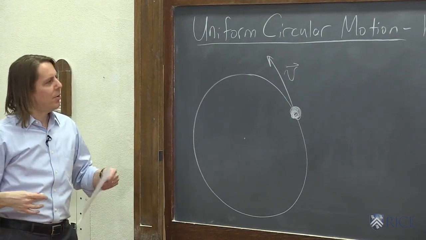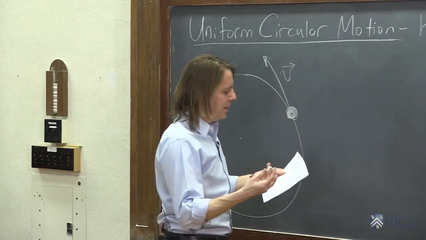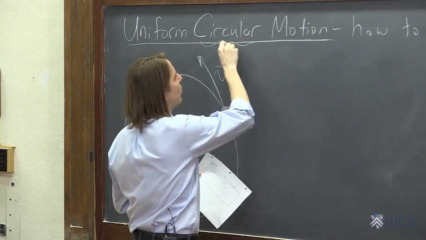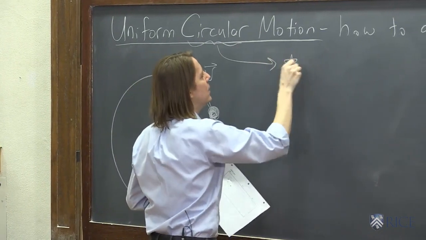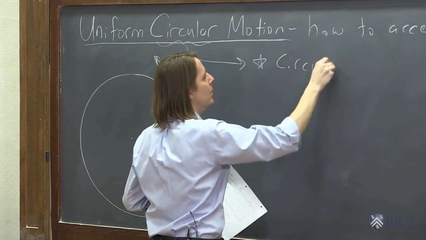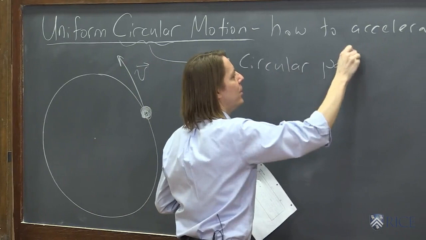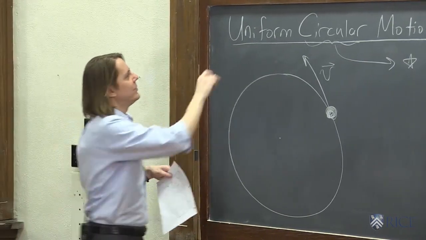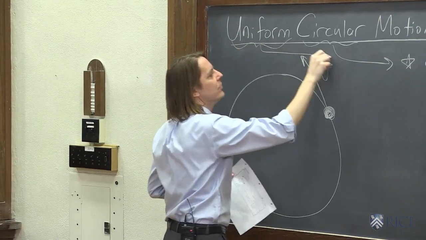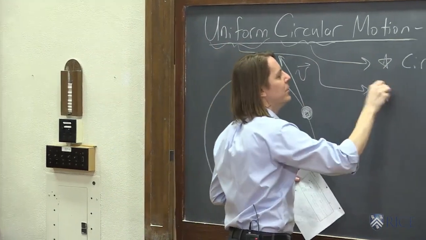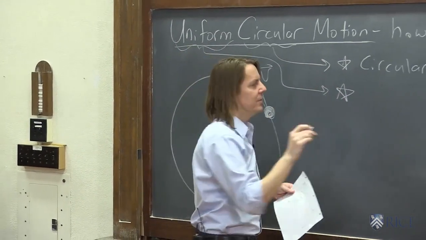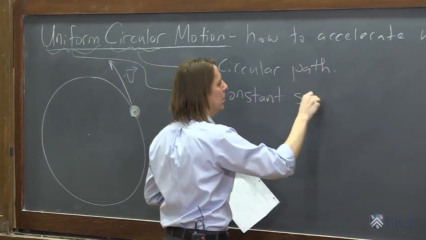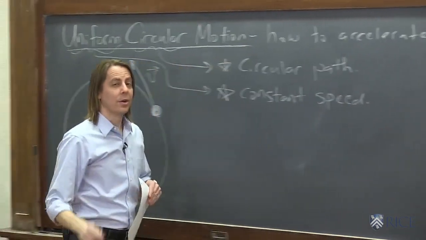So let's now think a little bit about this motion. How would we describe it? Well, one, what does the circular part mean? It's going in a circular path. So surprise, surprise, uniform circular motion means it goes in a circle. But it's the uniform part that's really interesting that we want to talk about. What that means is it has a constant speed.